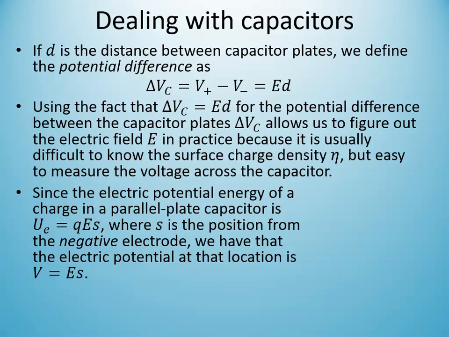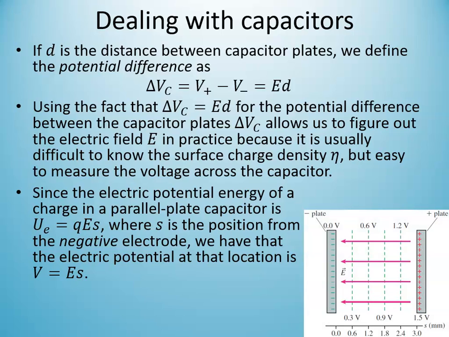So, since the electric potential energy of a charge in a plate capacitor is QEs, where s is the distance from the negative electrode, then we simply set the potential to be 0 at the negative electrode, and then have it going up in uniform increments, well, roughly uniform increments, until we get to the positive plate. So, they are uniform increments, it's just we didn't have the distances exactly right in here, as you might be able to tell.